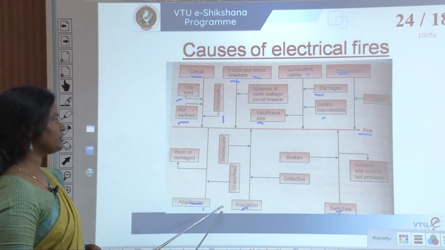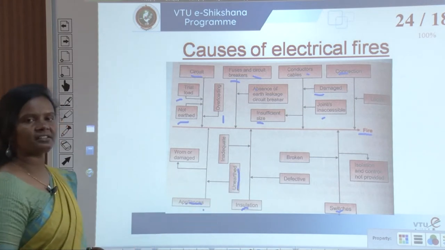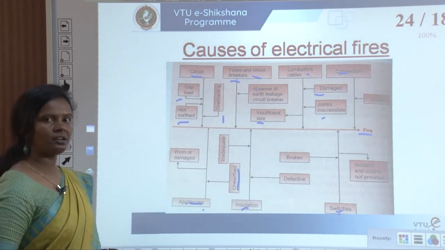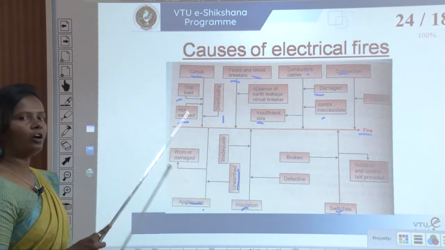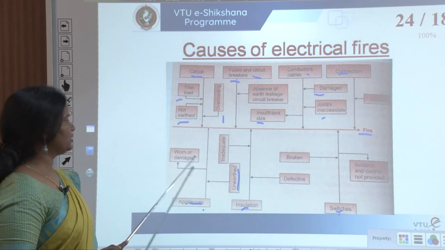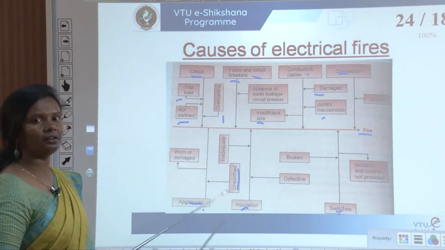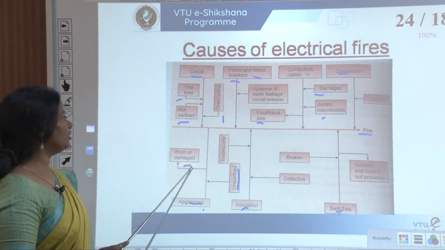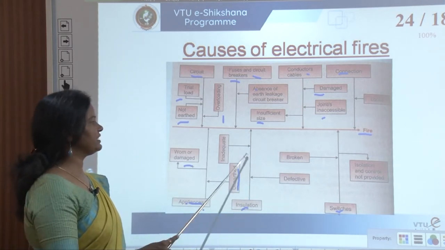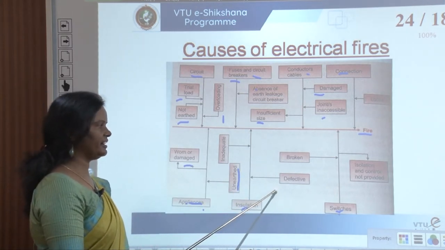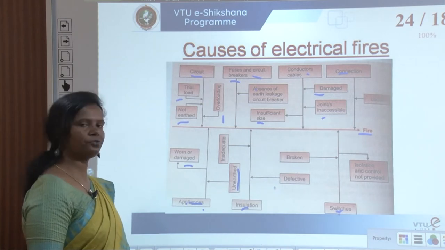appliances, mostly unearthed appliances, cause damages, or can create electrical fire very easily. So all the appliances have to be earthed. Worn or damaged appliances are a risk. Insulation is inadequate, and defective insulation is used for the cables.